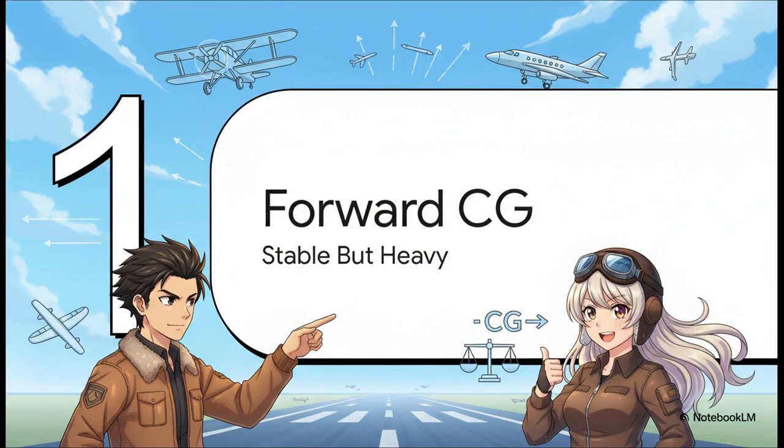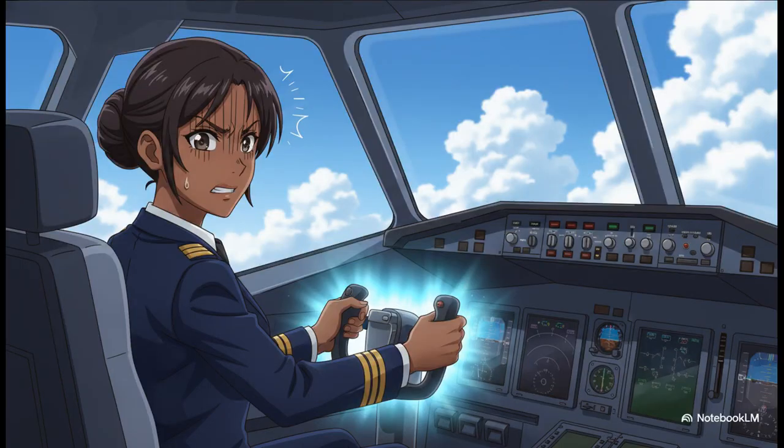Section 1. Forward CG. Stable, but heavy. Like we just saw with our teeter-totter analogy, a forward CG makes the nose want to drop heavily. To counteract this, you need increased stabilizer deflection to hold the nose up. Think about what that actually feels like for you sitting in the left seat. It translates directly to higher, heavier elevator control forces on the yoke. You're physically working harder, constantly holding greater back elevator pressure just to keep the nose on the horizon. It's incredibly stable for sure, but it handles a bit like a flying brick.